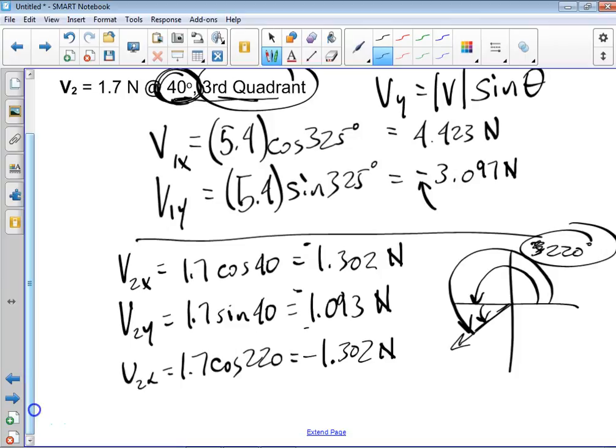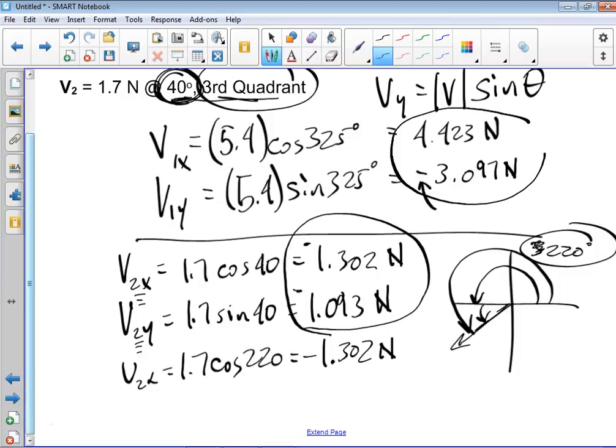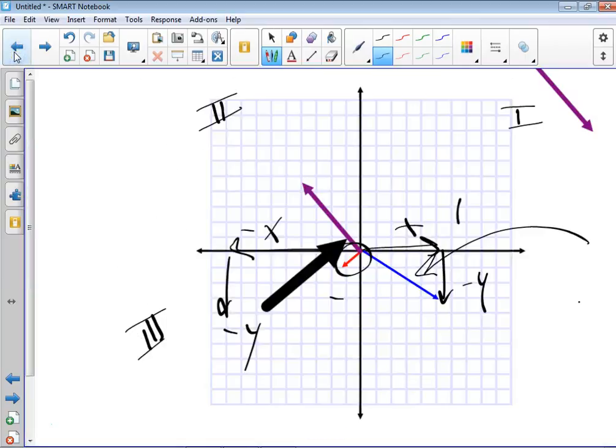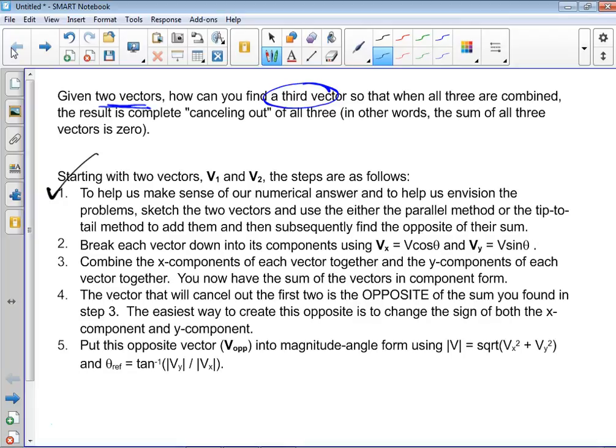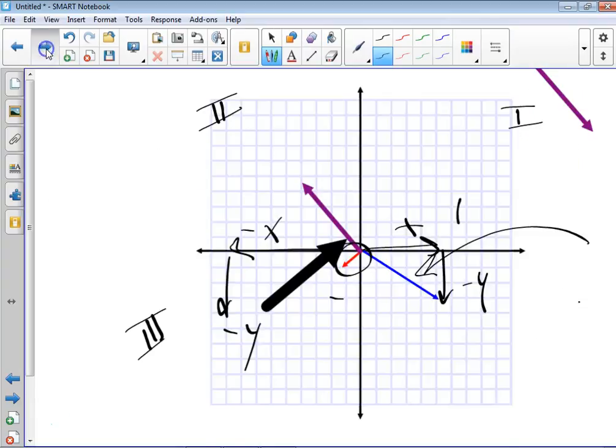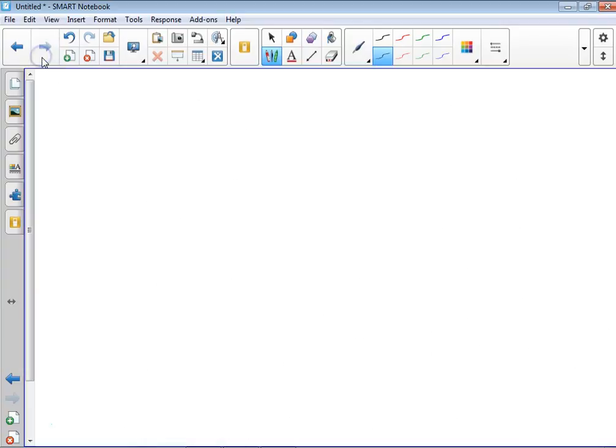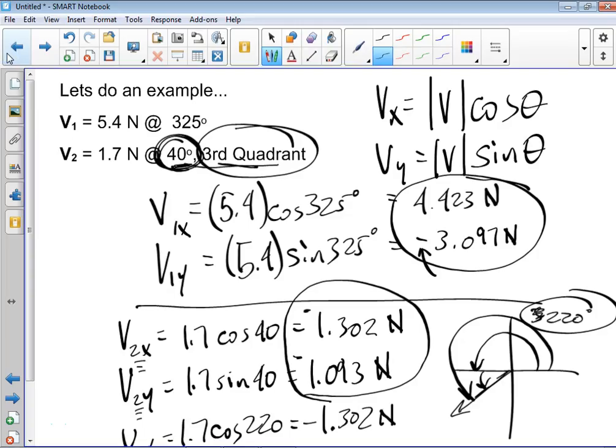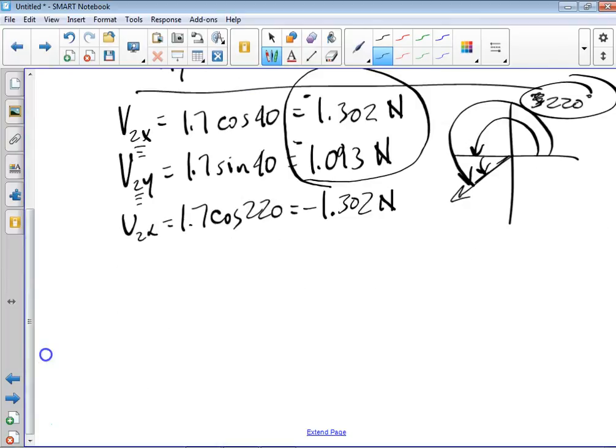But here we have the x and y components for vector 2 and the x and y components for vector 1. By the way, let's go back for a second. So we have now achieved this. Check. We've broken each vector down into its components. This is kind of an important step for organization. I would say let's write those components like this. Let us write them in component form.